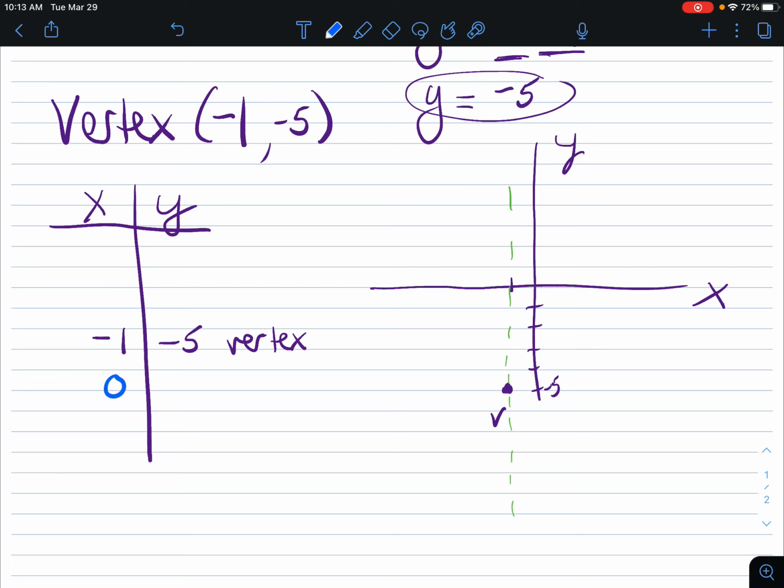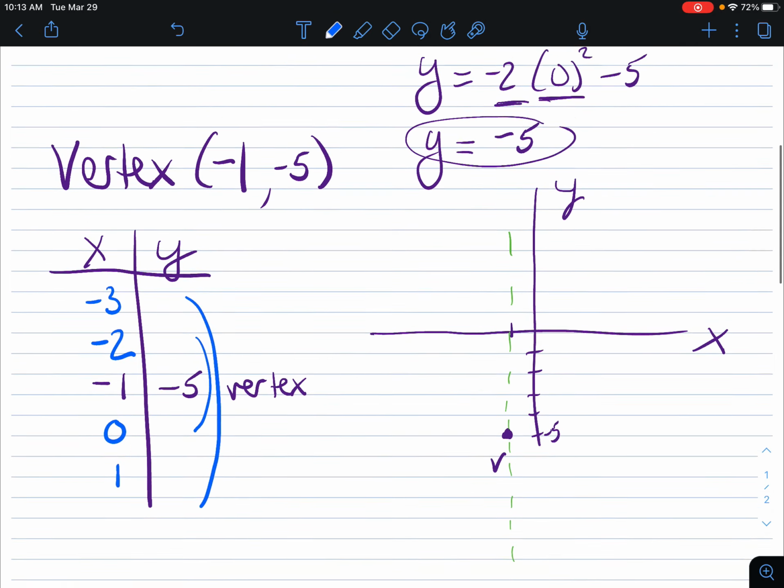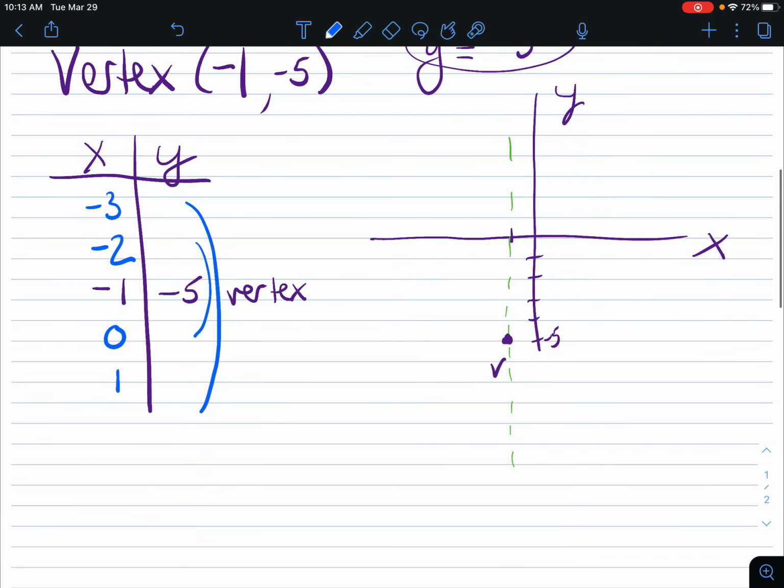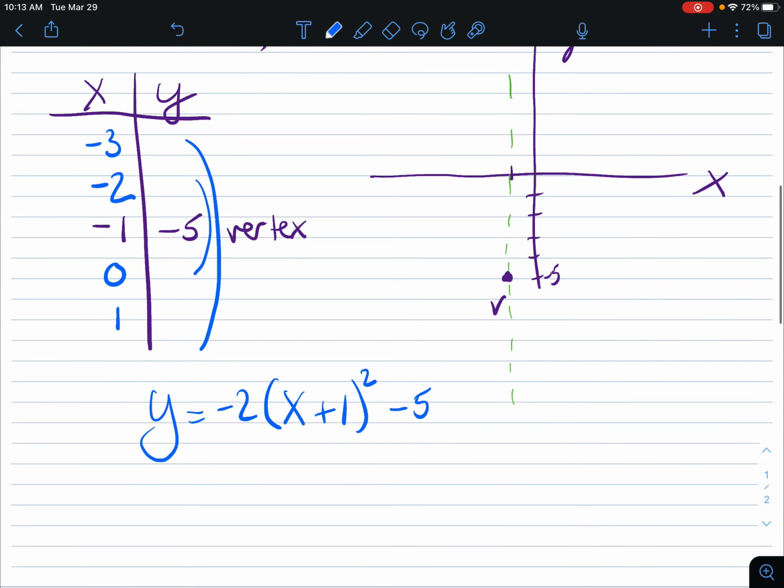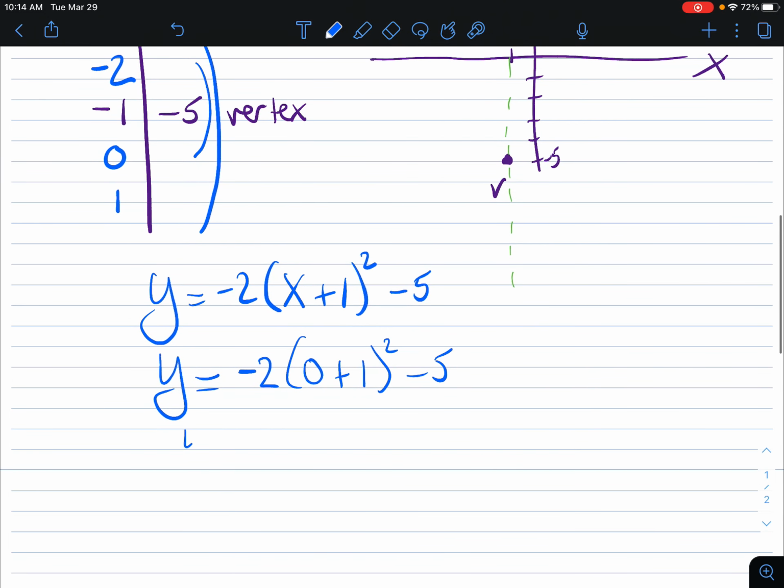So I can put in 0 and -2. What should happen is we should see some symmetry. I could also put in 1 and -3 and see even more symmetry. Let me rewrite this original. So y equals -2 quantity x plus 1 squared minus 5. And now I'm going to build my table. I'm going to do some substituting. So -2, I'm going to put in 0 plus 1 squared minus 5. And I'm going to do my order of operations.